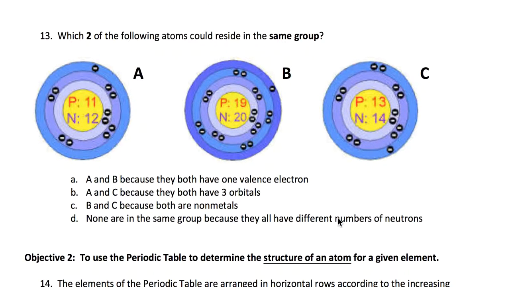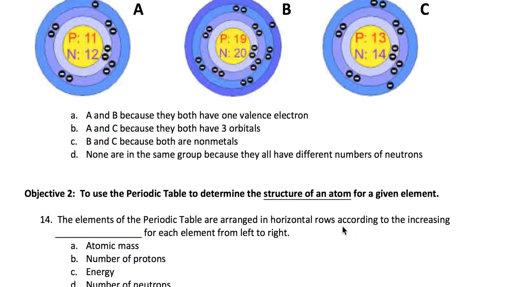Question 13. Which 2 of the following atoms could reside in the same group? A. A and B, because both have 1 valence electron. B. A and C, because both have 3 orbitals. C. B and C, because both are nonmetals. D. None are in the same group because they all have different numbers of neutrons.